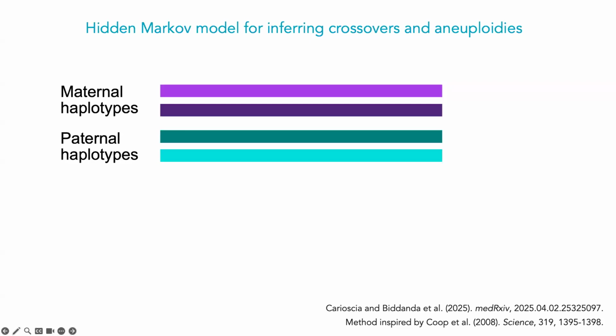So with the goal of repurposing these data to study these more fundamental genetic mechanisms, my postdoc, Arjun Biddanda, developed a Bayesian method to infer both meiotic crossovers and aneuploidies. At a high level, that involves using the data from multiple sibling embryos, cases where you have at least 3 sibling embryos, to obtain chromosome level phasing of the parental haplotypes, to separate out this purple and dark purple and blue and dark blue.